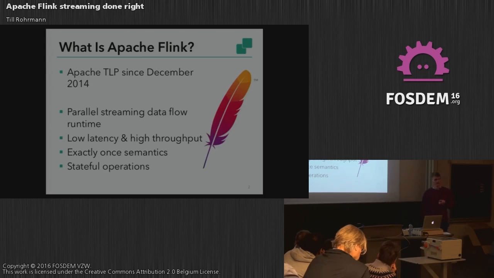In a nutshell, Apache Flink is a parallel stream data flow runtime with which you can do stream as well as batch processing. But in this talk, I will concentrate on the streaming part. The runtime is capable of giving you low latency as well as high throughput if you set the configuration right. It has a fault tolerance mechanism which gives you exactly-once semantics, which is nice if you require correct results. And it lets you do stateful operations, which we will see is really useful later on in my talk.